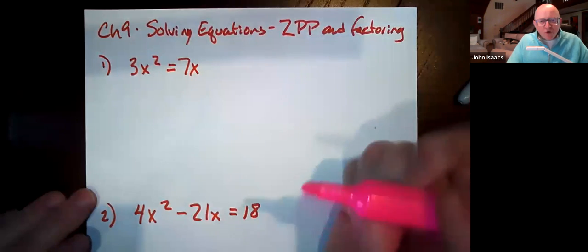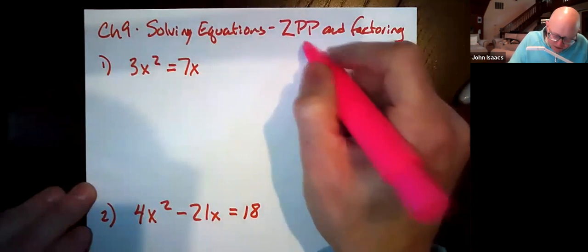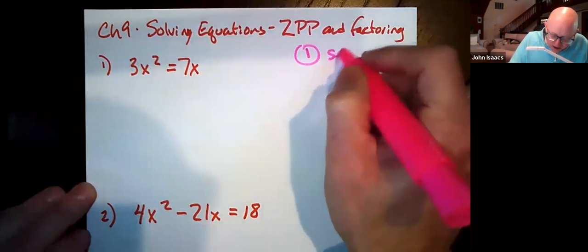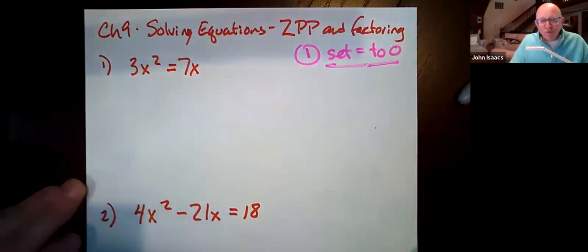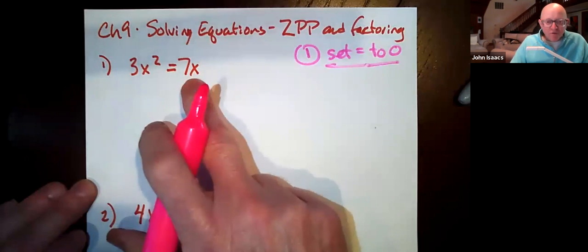So the first step, step number one: set equal to 0. Very, very important, set equal to 0. You cannot do this unless you're set equal to 0. So we're going to move the 7x over.